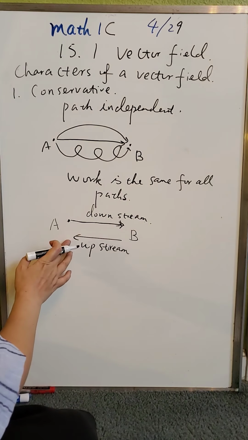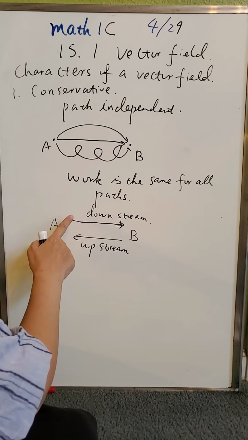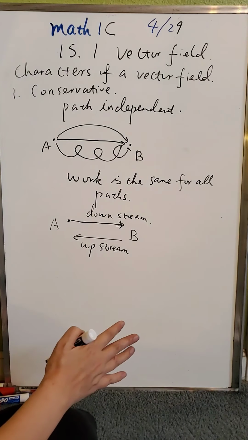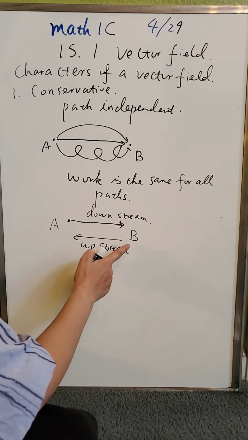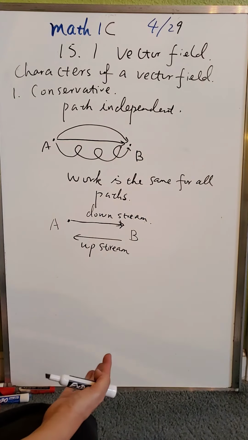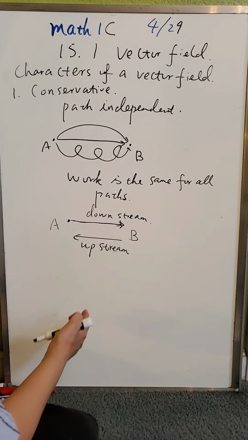That's because conservative means path independent, okay? But the work is the same. Remember the work is the same? So that means it's a fair game. If you go from here to here, you feel very relaxed, you don't need to paddle. But when you come back, you're going to be working very hard for it, because it's a fair game.